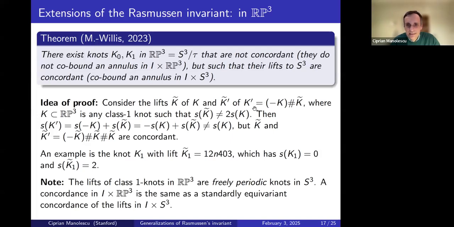And once you have that, basically there's some easy construction. You look at K and then minus K plus K tilde, where K tilde is the lift. These are 2 knots in RP3, and you can check that they have different S invariants, so they're not concordant, but when you lift them, they become concordant. Okay, so in other words, you can think about their lifts. Their lifts are what are called freely periodic knots in S3, in the sense that they're invariant under this involution, the free involution on S3. And they are concordant there, but they're not equivariantly concordant. You cannot have the concordance preserve this symmetry.